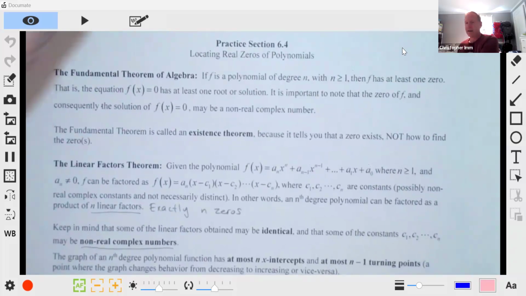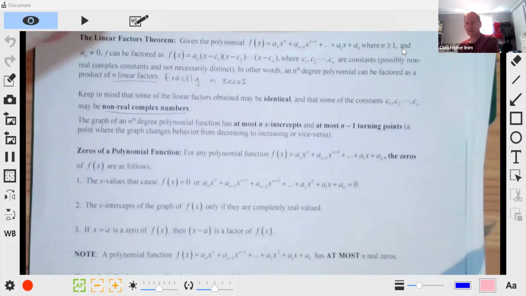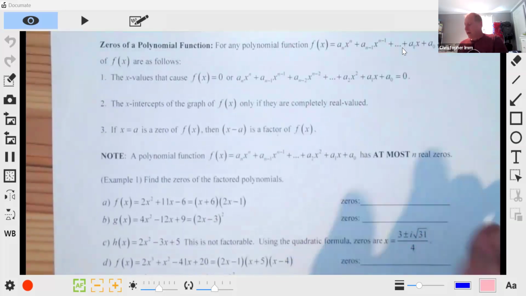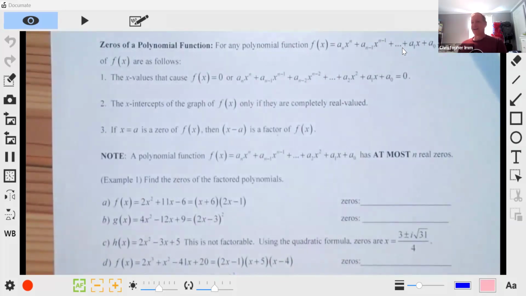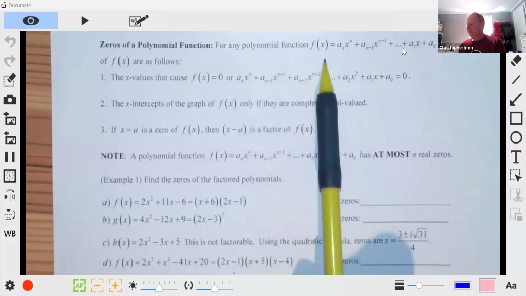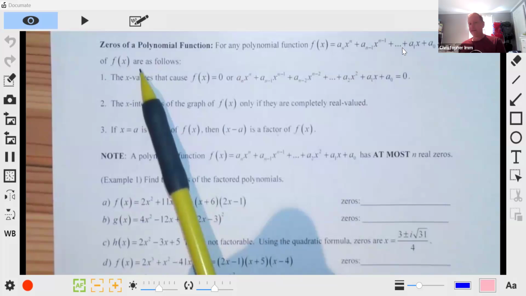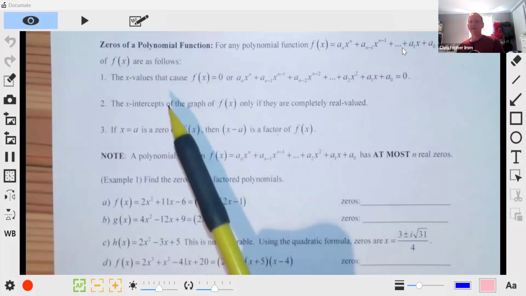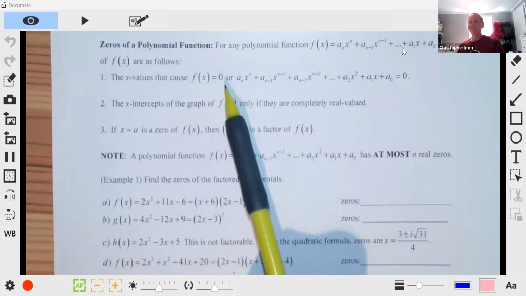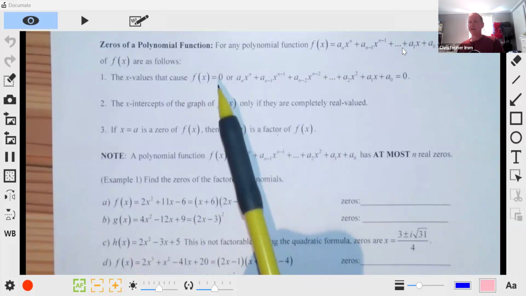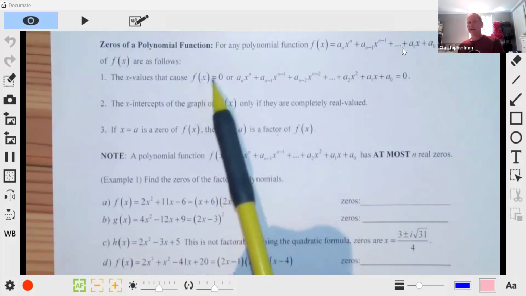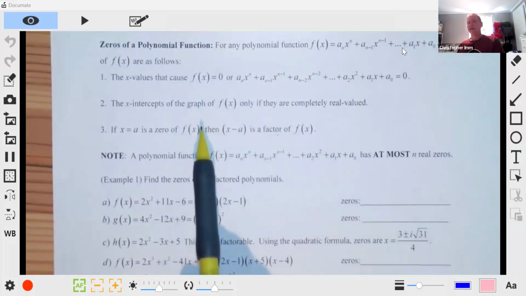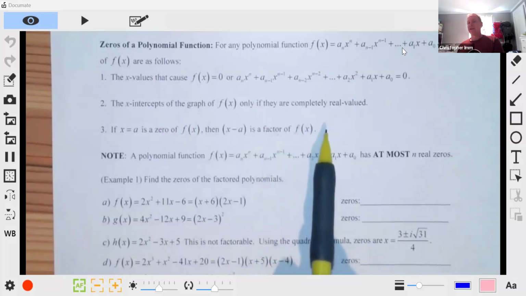All right, here are some rules for zeros of our polynomials. This is really just different terminology. For any polynomial function of nth degree, the zeros of f of x are as follows. They're the values that cause that function to be 0. We set that function equal to 0. Those x values that we plug in and get 0 out are called zeros. They are the x-intercepts of the graph of f of x only if they're completely real valued.